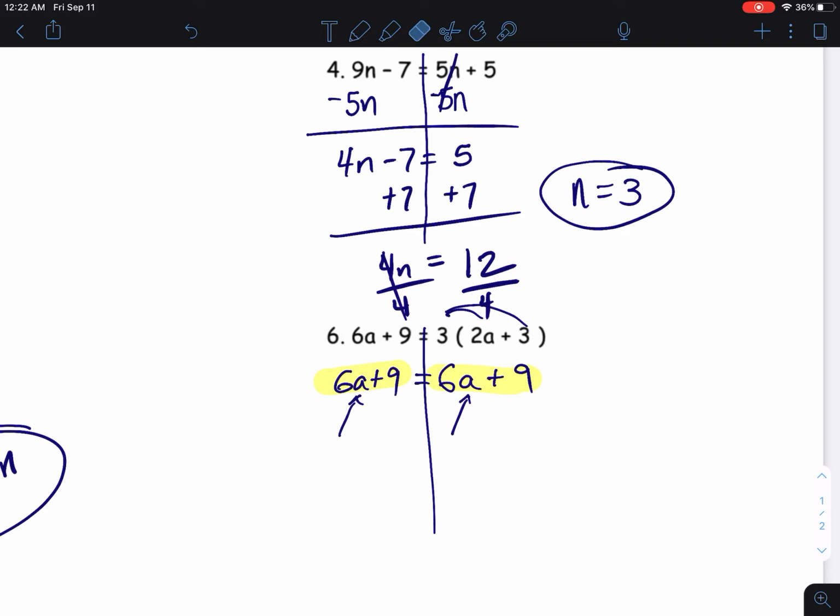So if we get to this scenario where our two sides are equal to each other, then that means that there's no number that I can plug in that's not going to make the two sides work. So this is actually going to be infinite solutions.